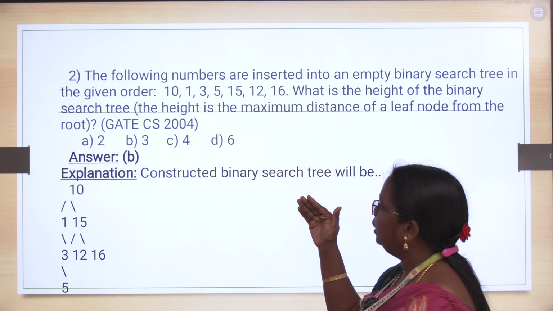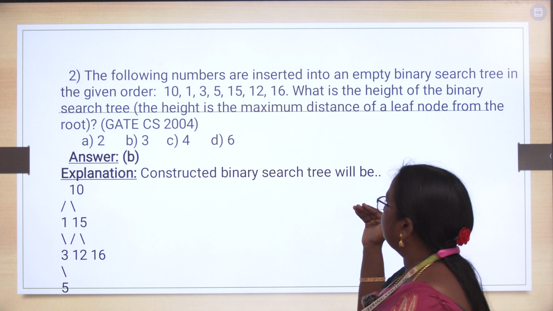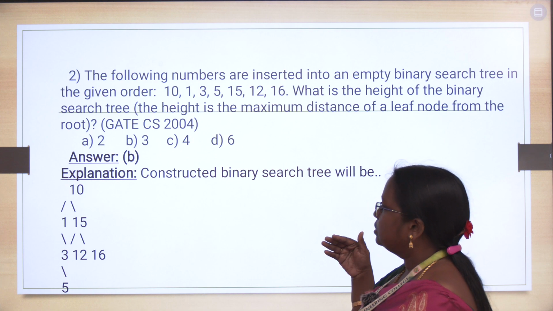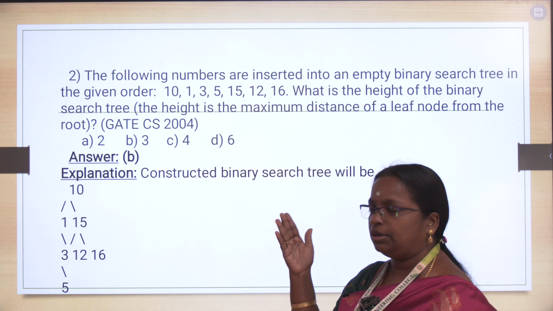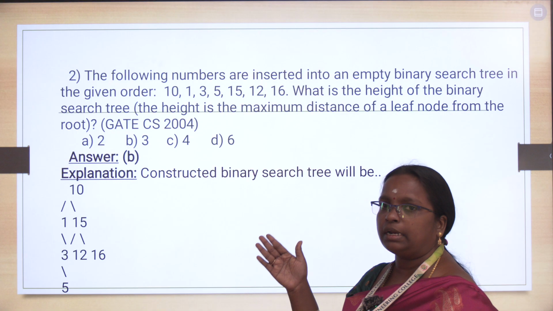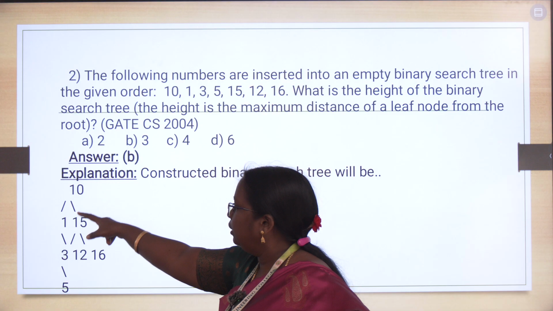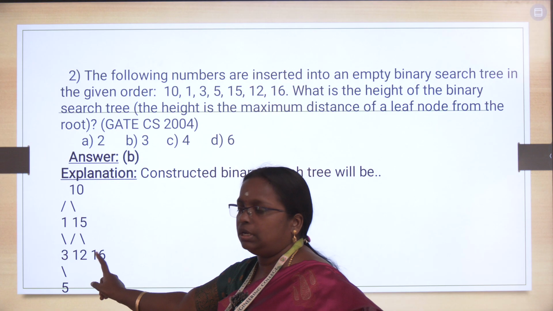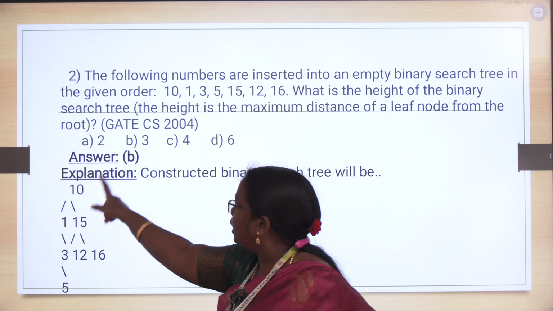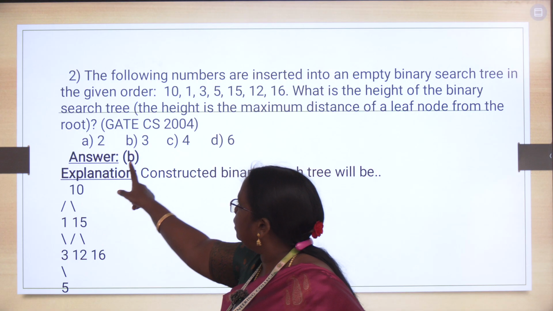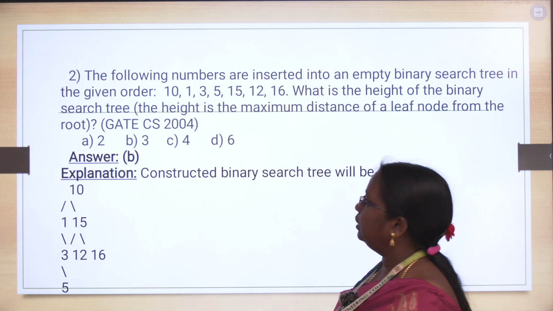The answer is B. So how do you construct the binary tree? Take the first value as the root node, put lesser values on the left and greater values on the right, and then check the height. I have constructed 10, 1, 15, 3, 12, 16. So the levels are 1, 2, 3. The height of your tree is 3.